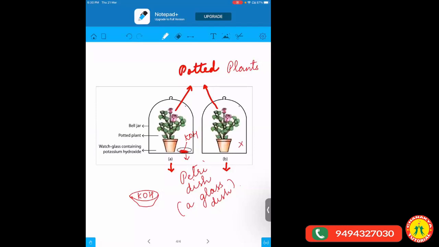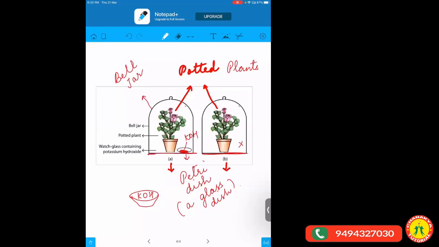Now, after keeping the KOH in the A and after not keeping the KOH in the B, what they did is with the help of the bell jar, this is the bell jar. It is also a kind of glass-like jar. By using the bell jar, they have covered both the potted plants. So this is the down part of the bell jar.